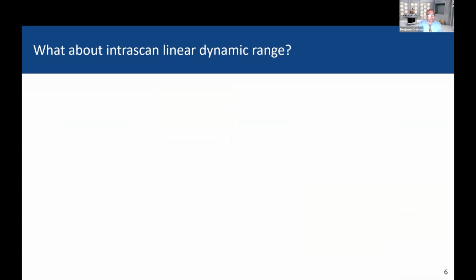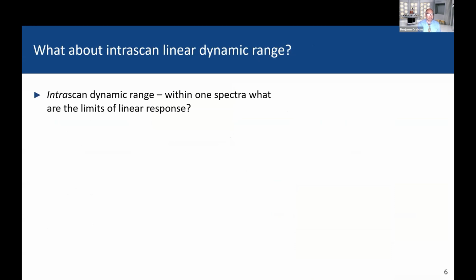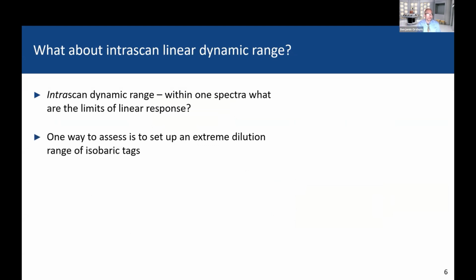So, I kind of led with intrascan linear dynamic range. And the way I'm going to define that here is, within one spectrum, what are the limits of linear response from high to low before things aren't linear anymore, or so off that you can't compensate for them? And the way that I assess this is by setting up an extreme dilution range of isobarically tagged peptides.